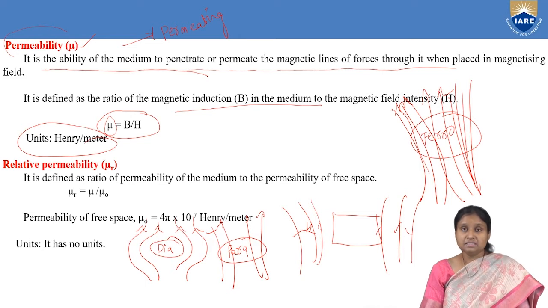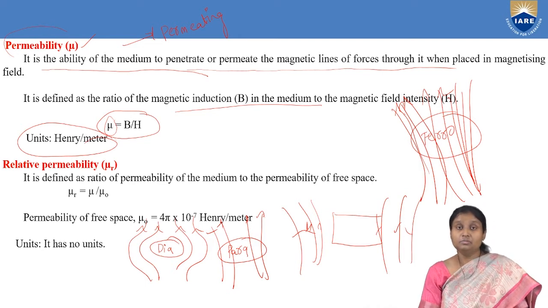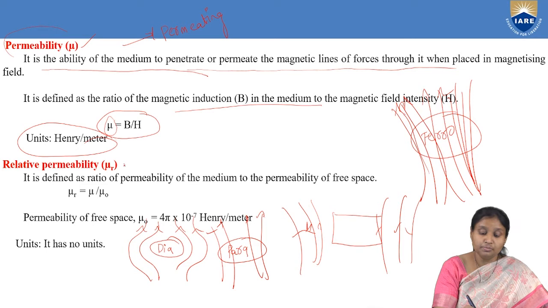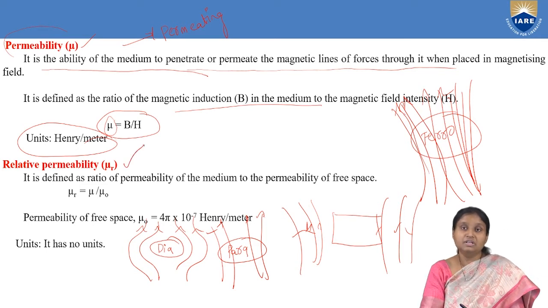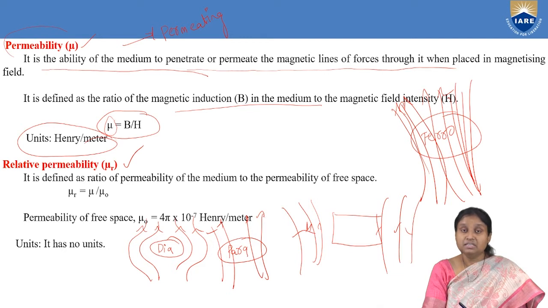Then coming to the next term. When we are talking about permeability, there is one more term which is given as mu r. And what is this mu r? Mu r represents relative permeability. If we compare again with dielectric materials, there we have discussed relative permittivity, which is also called the dielectric constant, and it is given as epsilon r.